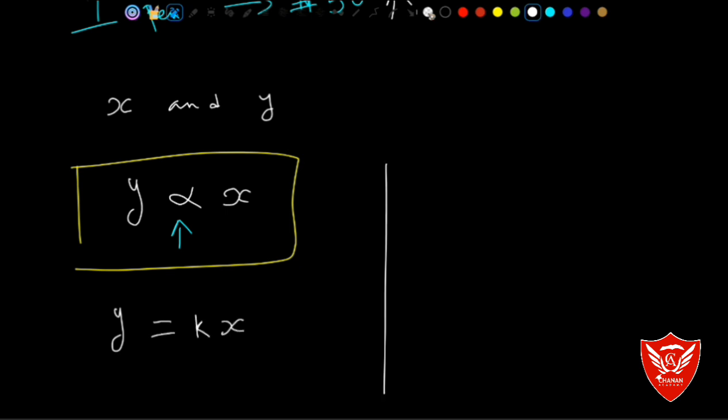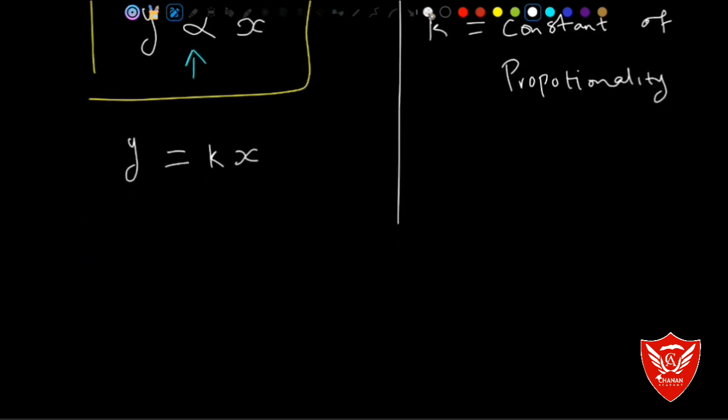Now take note, K is known as the constant of proportionality. And from this, if we decide to make K the subject of the formula, we divide both sides by X. And when we do so, we are going to have K equals Y over X. So this is the formula for direct variation.